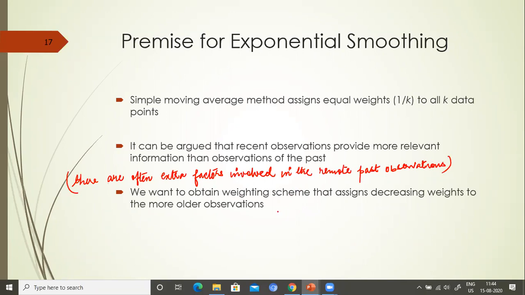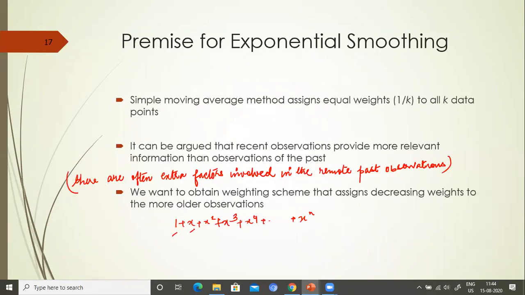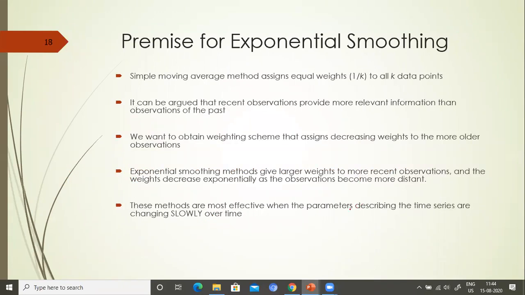Therefore you're going to rely more on recent data. So what we want to do in this methodology is obtain a weighting scheme that assigns decreasing weights to older observations, and the weights decrease in this exponential series manner. First weight most important, slightly less important, even less important, and extremely less important as we go back in time. Premise for exponential smoothing, we discussed this: exponential smoothing gives larger weights to more recent observations, and the weights decrease exponentially as the observations become more and more distant. These methods are more effective when parameters describing the time series are changing slowly.